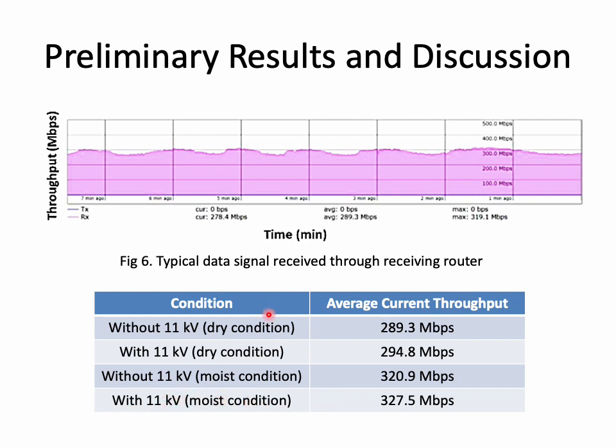Here we found an interesting result: when an electric stress of 11 kV is applied, we have seen an increased average throughput, and under moist conditions, the average throughput has increased further. This is due to the change in the dielectric properties surrounding the launcher as well as the conductor. So these were the results which we observed through our configuration, which we tested for both dry as well as moist conditions.